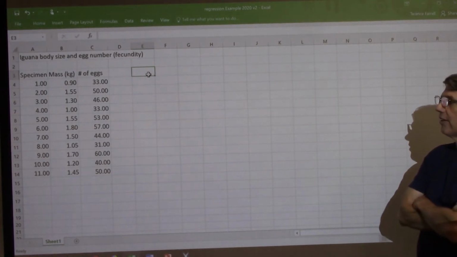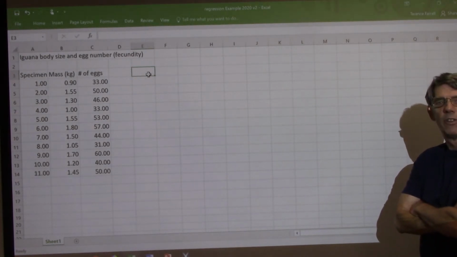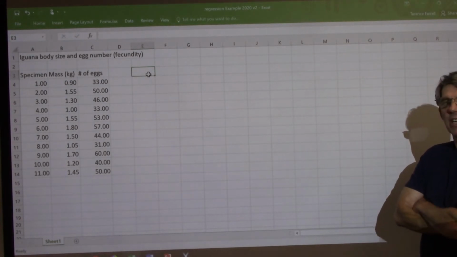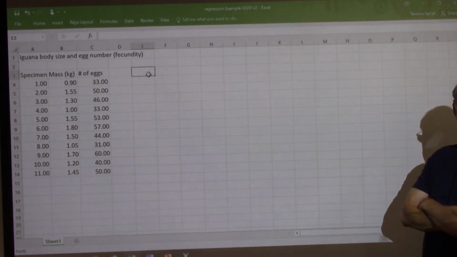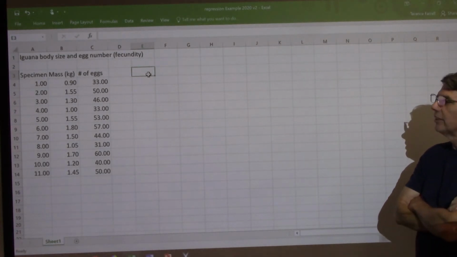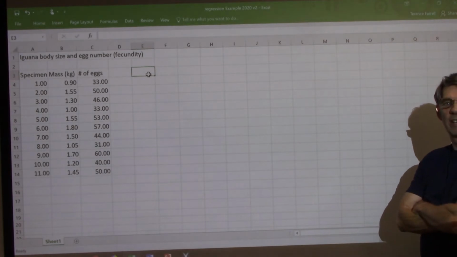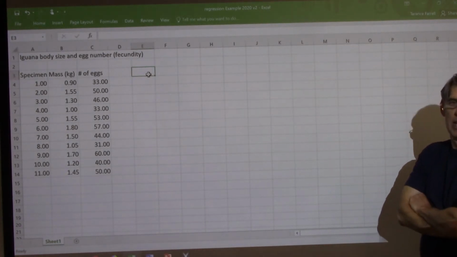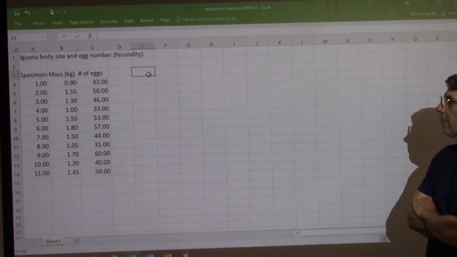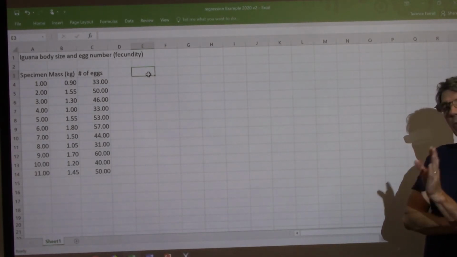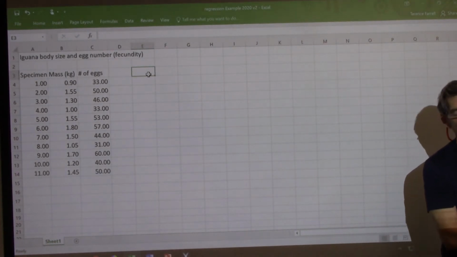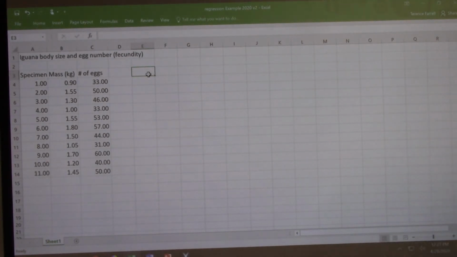Perhaps there's another variable which drives both. Maybe big females can take over the best territories, get access to more resources, and therefore make more eggs. And so it's really territory quality that's driving egg number, and territory quality is a function of both how big the female is and how many eggs she has. But in any event, we're going to do linear regression on these data, and I'm going to show you how to do that quickly and easily in Excel.